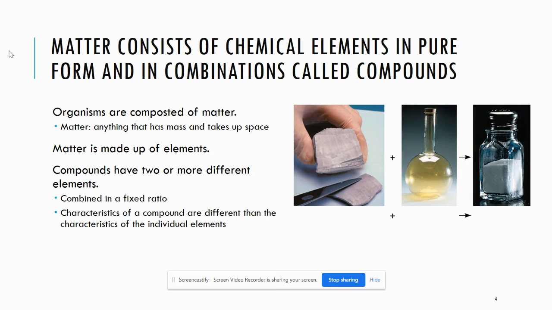All matter is made up of elements, and compounds have two or more different elements. They will be combined in a fixed ratio based on their properties, which we will see later. And remember that the characteristics of the compound will be different than the characteristics of the individual elements. The example shown to the right is table salt, or NaCl. The properties of salt are very different from that of its components, sodium and chlorine.